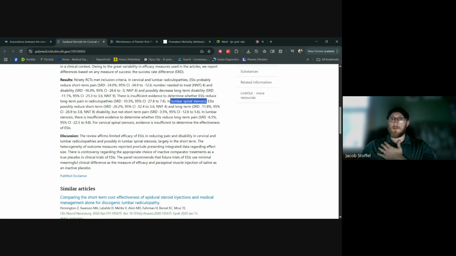In lumbar spinal stenosis, they could reduce short-term and long-term disability. Okay, but not short-term pain. Interesting. And in lumbar stenosis, insufficient evidence to determine whether they could reduce long-term pain. For cervical, it's insufficient to determine if it was effective at all. So they go on to discuss basically that they need to really pick and choose who they use these for, and I kind of agree.